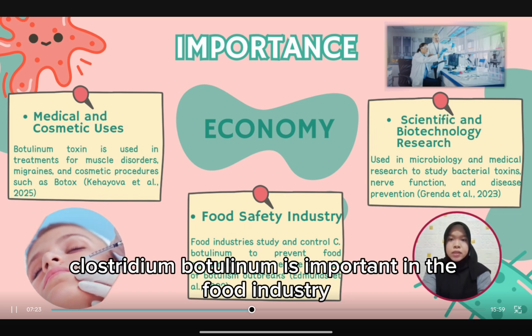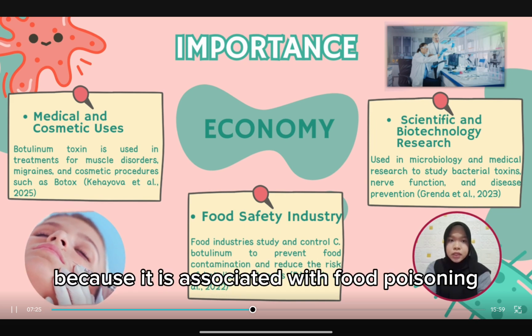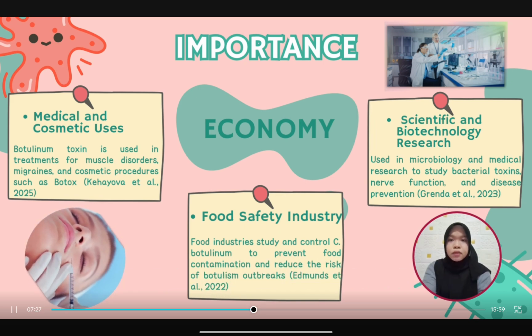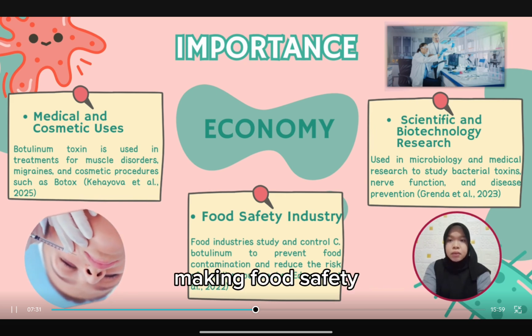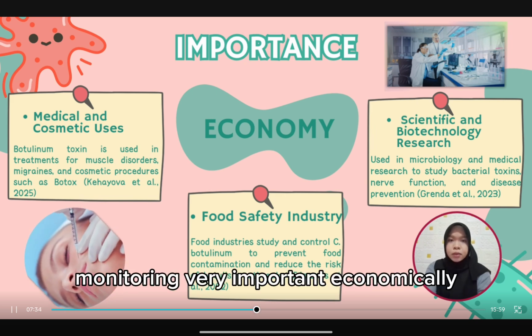Next, Clostridium botulinum is important in the food industry because it is associated with food poisoning known as botulism. Food manufacturers must apply proper sterilization and preservation methods to prevent contamination, making food safety monitoring very important economically.